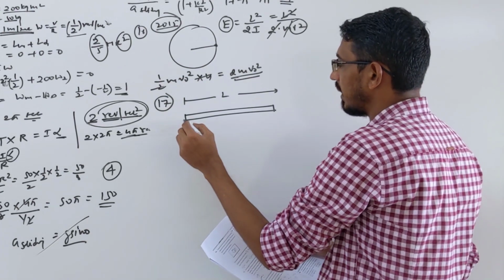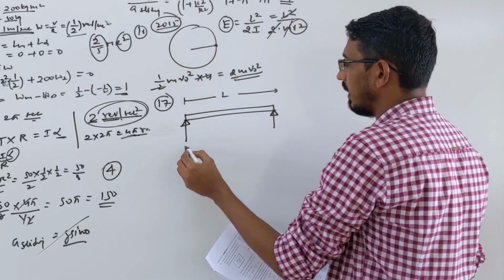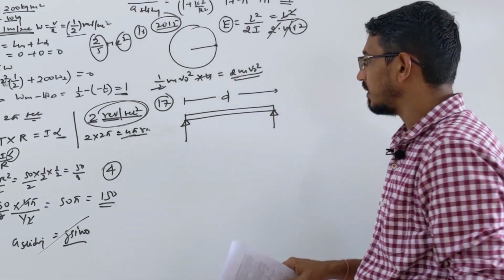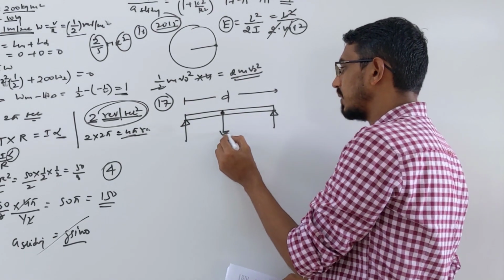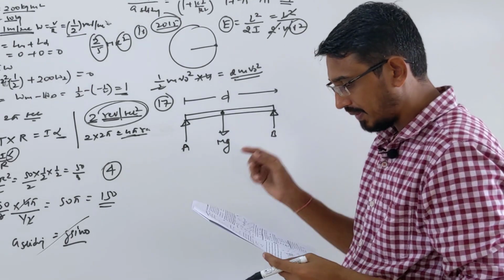Two knives, where they are placed we don't know, you just put them anywhere. One knife is here, one knife is at this point, and this distance is given as D. They said the center of mass is here, where mg will be acting. So this is your knife A, that's knife B, and what is given?